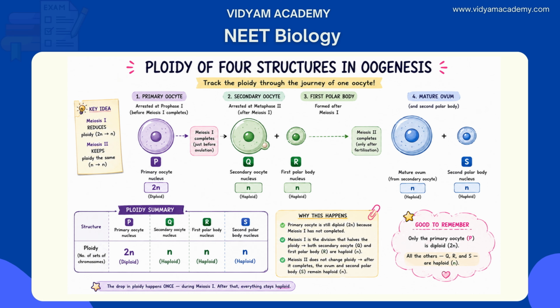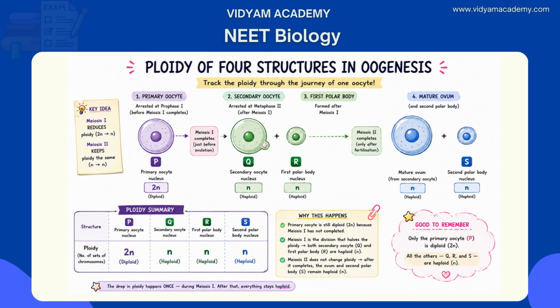When meiosis 1 finally completes just before ovulation, the primary oocyte splits into two cells. The secondary oocyte Q and the first polar body both receive a haploid set of chromosomes, because meiosis 1 is the reductional division that halves the ploidy. The secondary oocyte then gets arrested again at metaphase 2 and waits for fertilization. The secondary oocyte produces the mature ovum and the second polar body, called S. Both are haploid, n, because meiosis 2 is an equational division that doesn't change the ploidy.